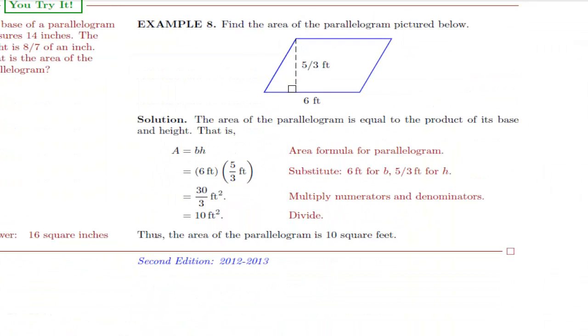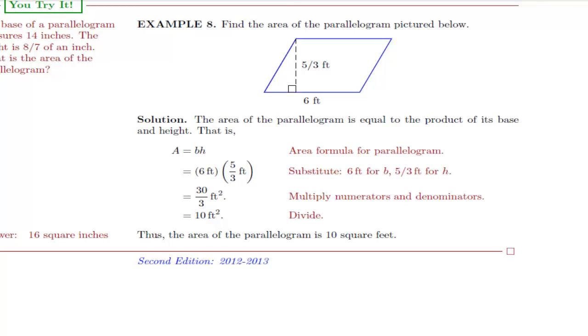Example 8. Find the area of the parallelogram pictured below. Solution. The area of the parallelogram is equal to the product of its base and height, that is, A equals b times h equals 6 feet times 5 over 3 feet, since the base is 6 feet and the height is 5 over 3 feet.